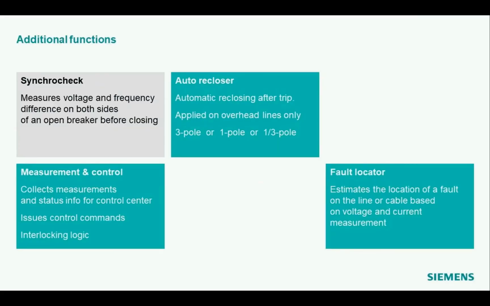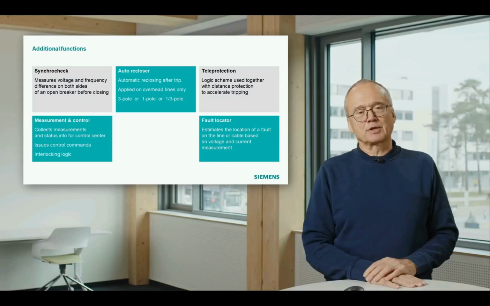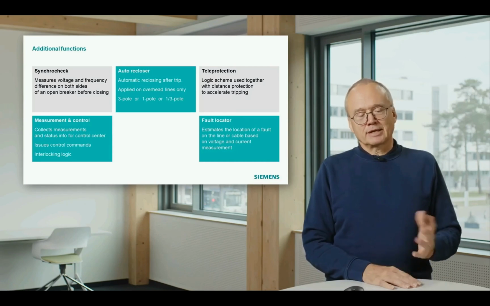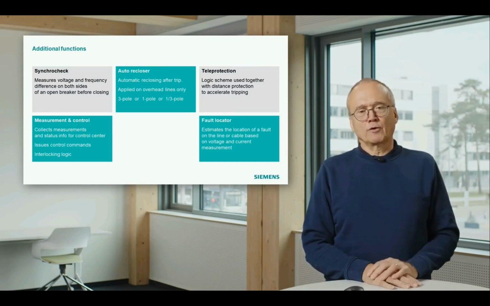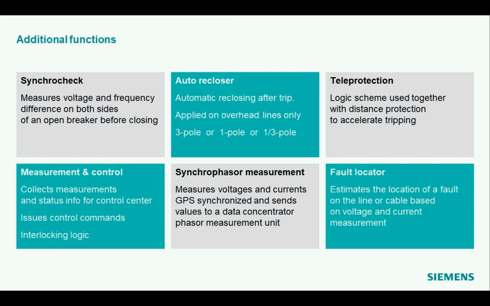That is the synchro check function. Then we sometimes need so-called teleprotection logic. That is a logic which is used together with distance protection. It is a bifunction to distance protection to speed up the tripping time a bit. It can also be used for some earth fault functions, also to speed up the tripping time and to get additional selectivity.